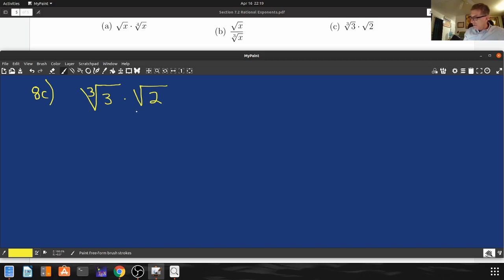Oh, well, the bases are not the same here. Let's go ahead and change that. This is 3 to the 1/3 times 2 to the 1/2. So what rule am I going to use? Well, notice there are rules where the bases aren't the same. It's the power of a product rule. That's a to the nth times b to the nth.